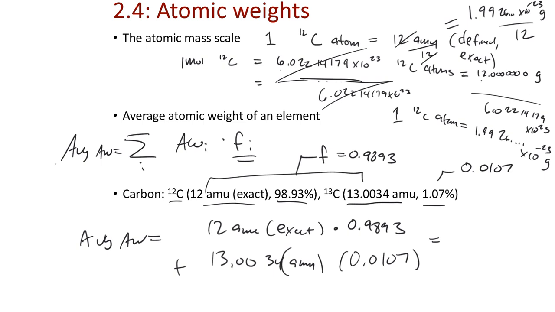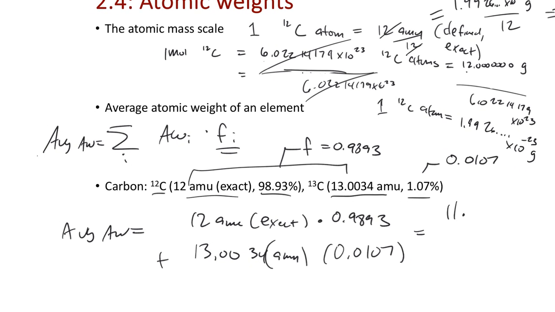So if I do 12 times 0.9893, I get 11.8716. And again, I'm going to keep 4 sig figs here, not 2, because I'm going to look at this as being 4 sig figs. I'm multiplying, so I'm applying the multiplication rule.